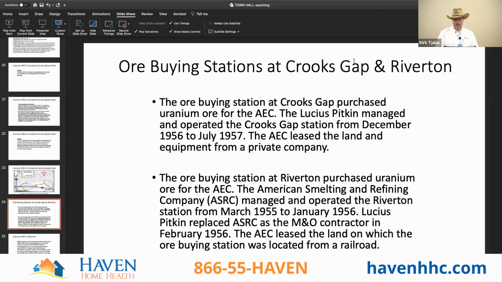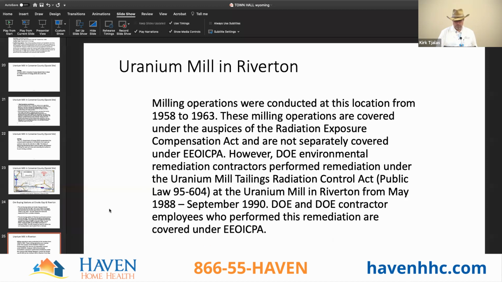There was an ore buying station at Crooks Gap in Riverton. Riverton also participated in the refining of the ore, and they had a mill there as well.